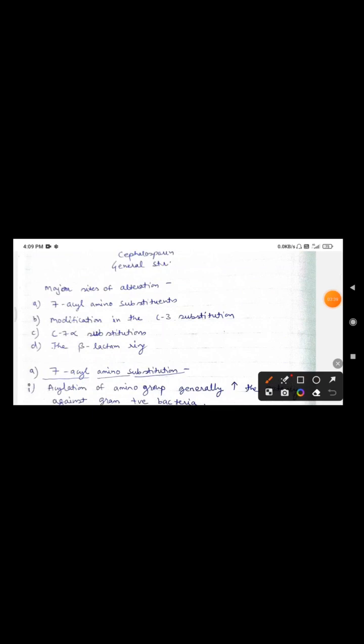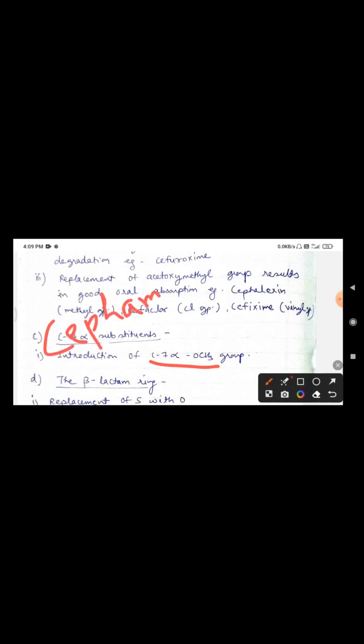Coming to the next, that is the C7 alpha substitutions. The introduction of the C7 alpha OCH3 group shows higher resistance to the hydrolysis by beta-lactamases. For example, cephamycins. These cephamycins have a methoxy group, that is OCH3 group at 7 alpha position, and are highly stable against the hydrolysis by the beta-lactamase.